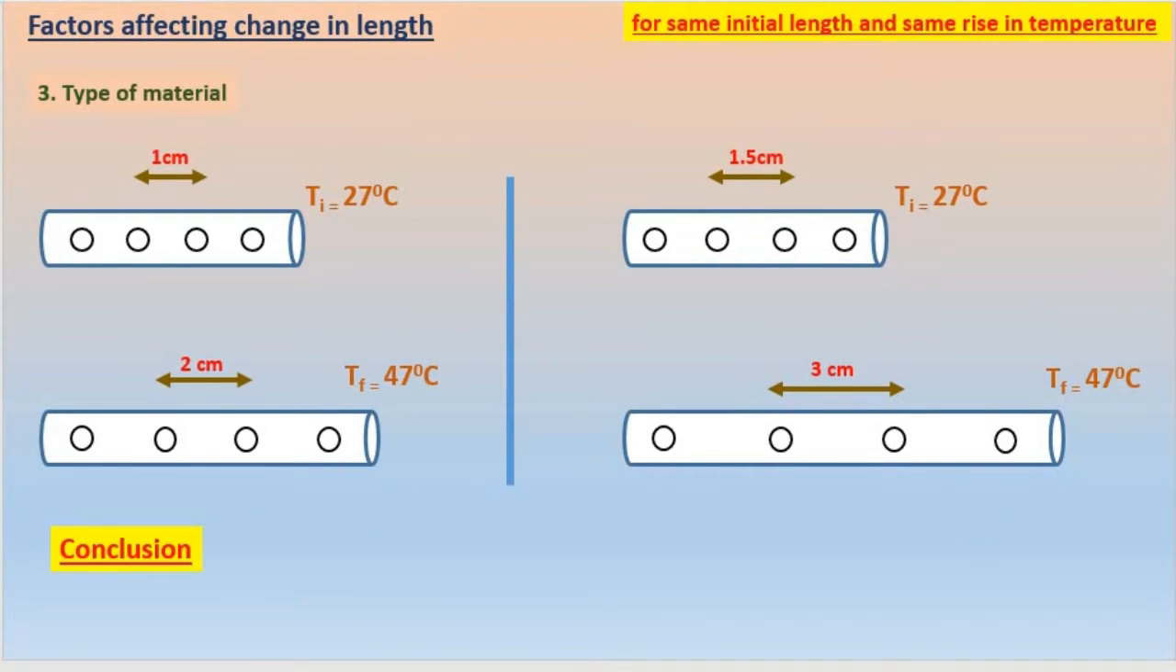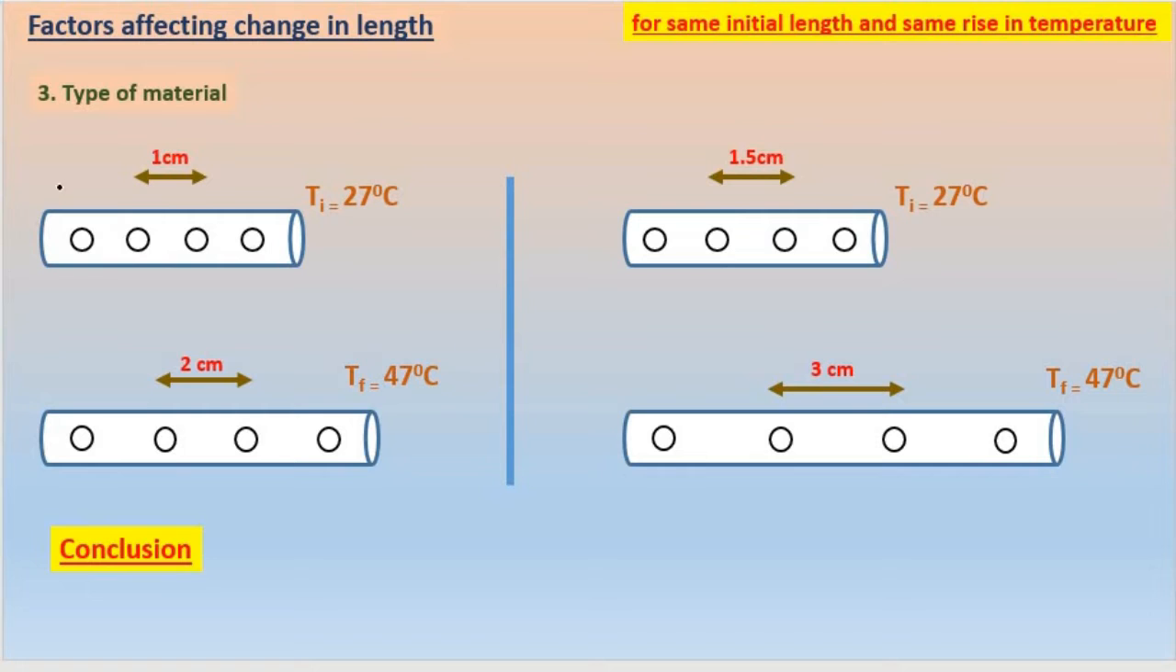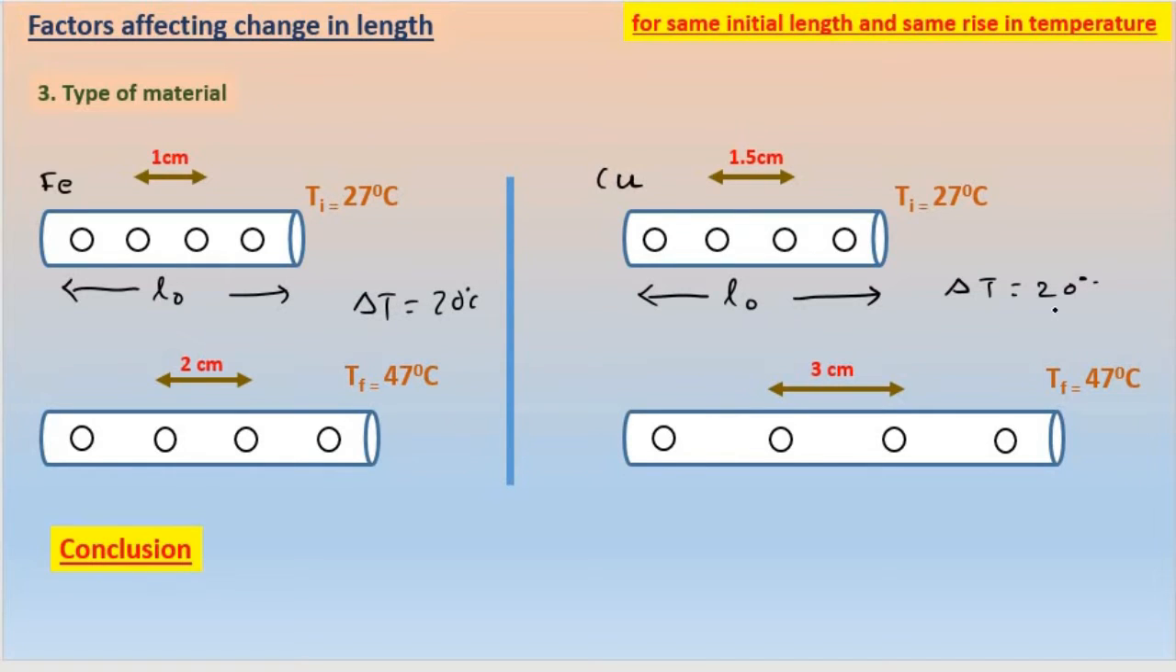Third thing is the type of material. So here you have, say for example, this is an iron rod and this is a copper rod, correct? Initial lengths are same, L0, L0. Rise in temperature is same for both of them, but still if you look here, one rod is expanding more than the other rod, like copper is expanding more compared to iron.